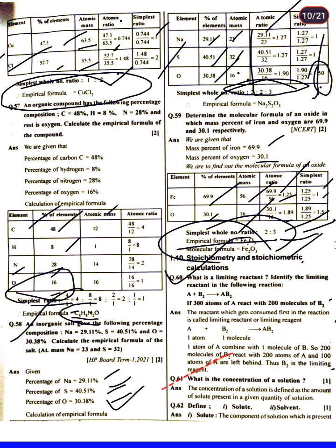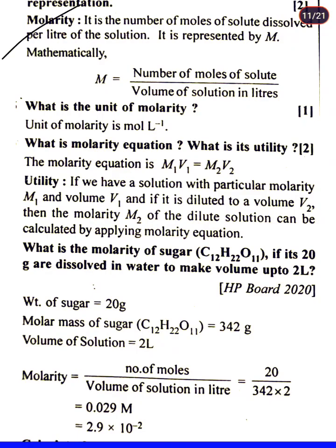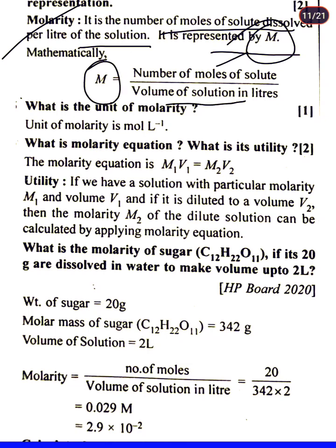Concentration of solution is defined as the amount of solute present in a given quantity of solution. These are the basic terms. Next, the basic and important term, that is molarity. Molarity is defined as the number of moles of solute dissolved per liter of solution. It is represented by capital M, and M can be written as the number of moles of solute divided by the volume of solution in liters.